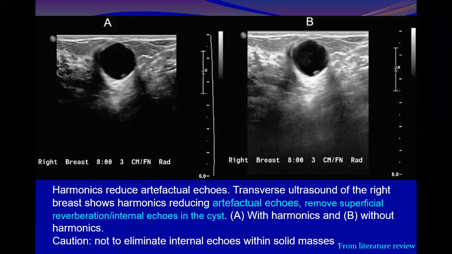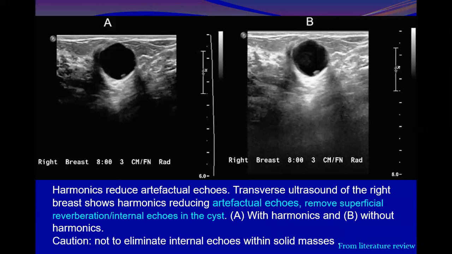The enhancement is more in the harmonics, the posterior enhancement. I'm not talking about posterior structure. Not seen here. Yes. Why? What do you think? We said harmonics selects the higher frequencies, so it will be more superficial.